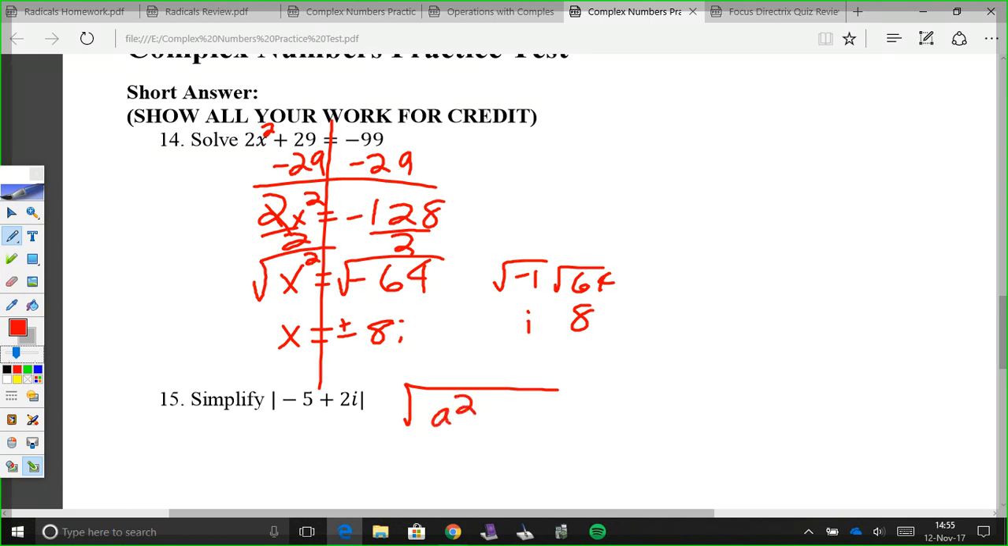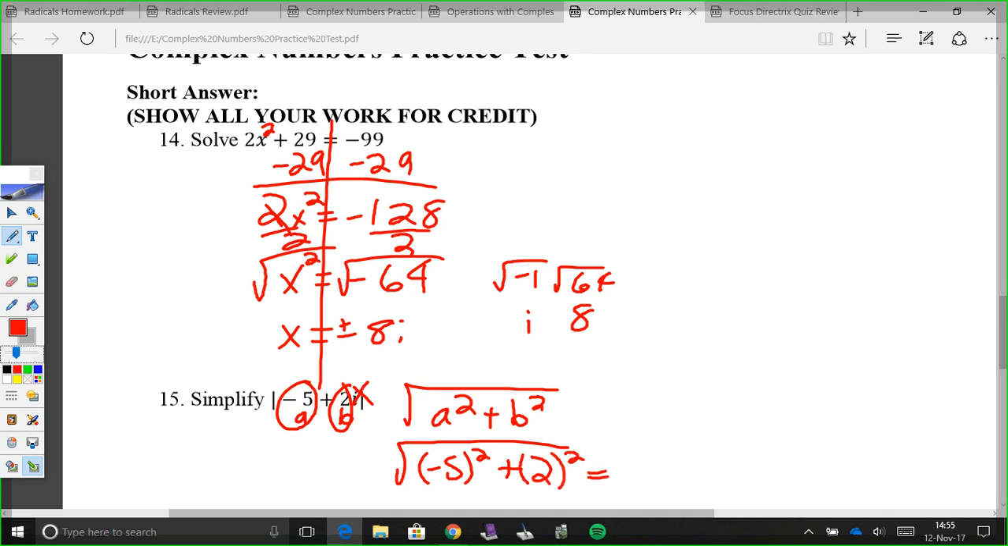Number 15, you're using that formula again. So you have that a squared plus b squared. Remember, this is your a value, this is your b value. You're not using the i, you're just using the numbers. So be careful, especially if you have negatives. Put parentheses on them. Negative 5 squared plus 2 squared.